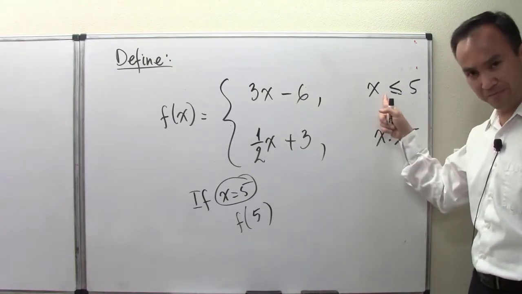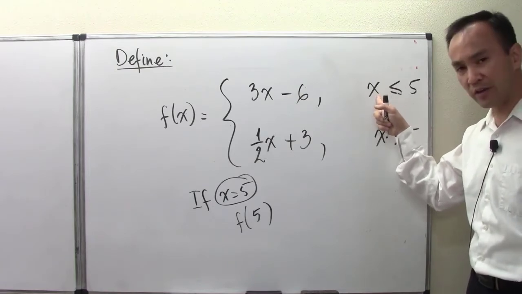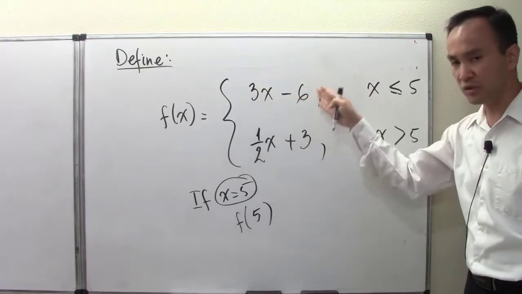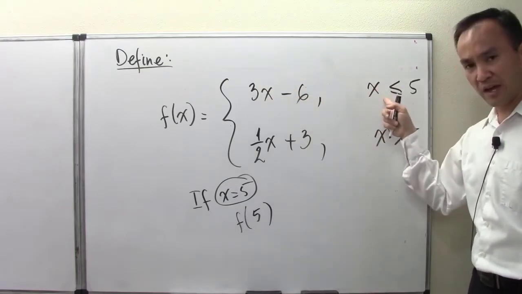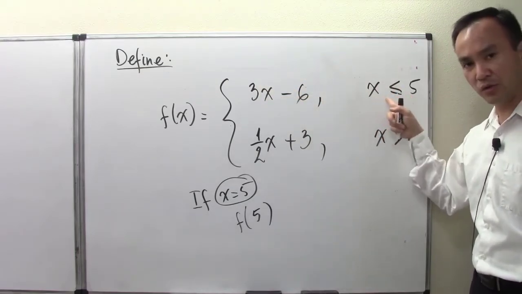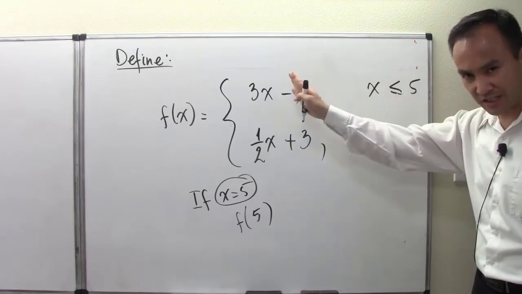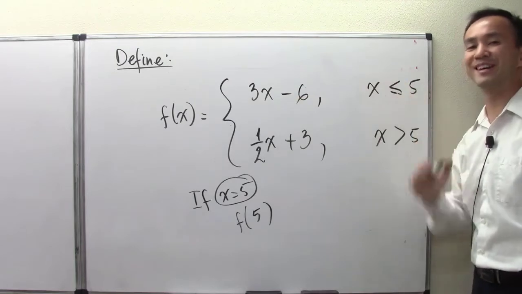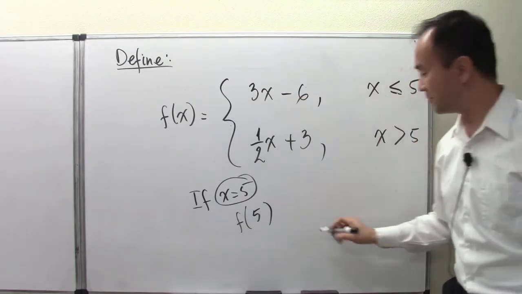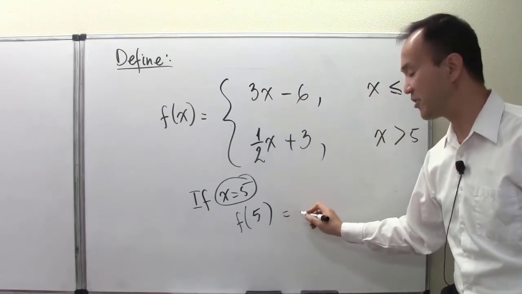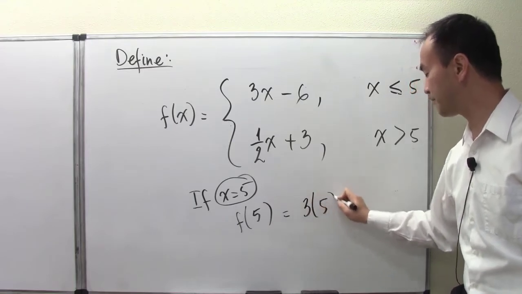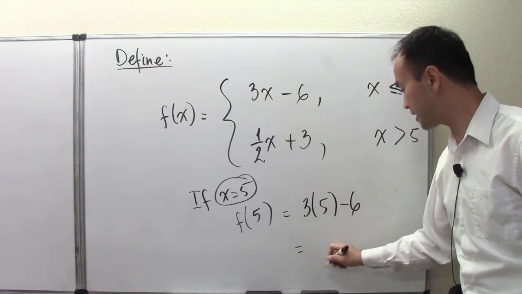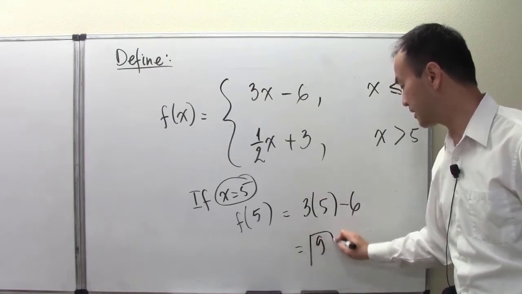That rule is here. This inequality, x is less than or equal to 5, means we can use this rule for x up to, at most, x equals 5. So anywhere less than 5 and equal to 5 falls under this requirement. All right, now I have a clear indication. It's 3 times 5 minus 6, so that makes it 15, minus 6. Our final output is 9.